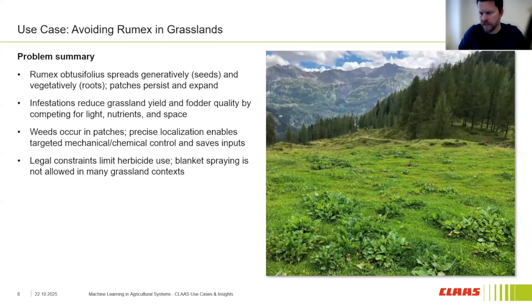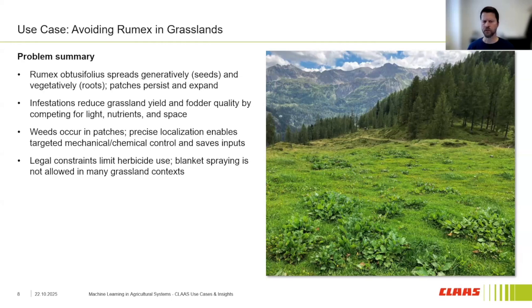The last use case I will describe is avoiding rumex weeds in grasslands. Rumex is a dominant weed that in this case pushes away grass in grasslands. It reduces fodder quality by competing for light, nutrients and space. And if the amount of rumex is excessive, then it can lead to illness in the cattle that are feeding on this material.